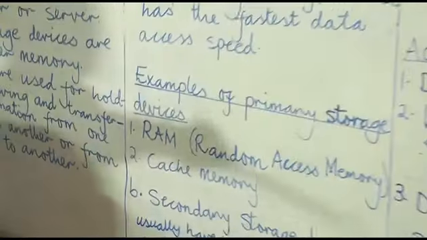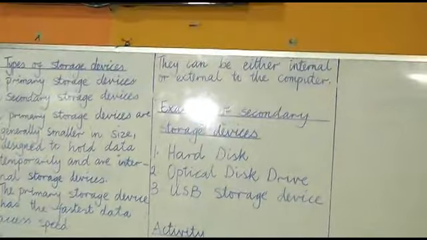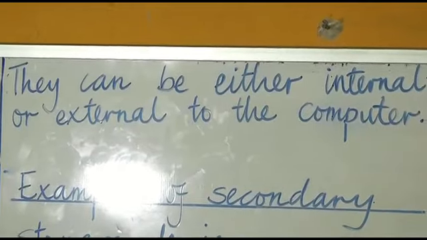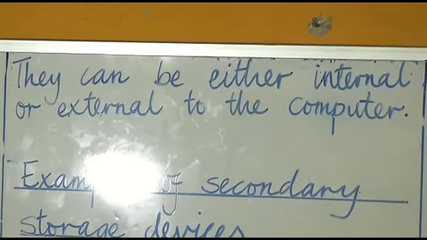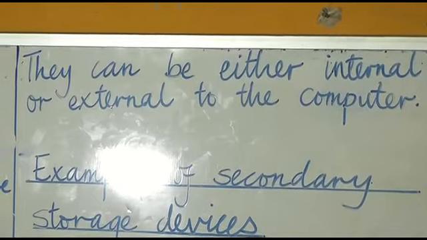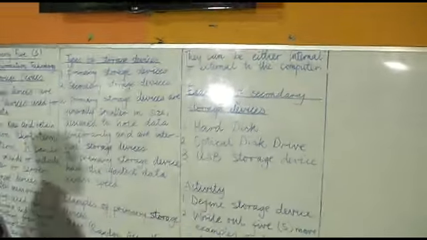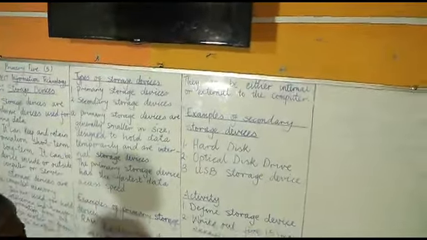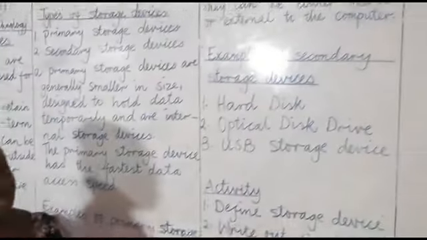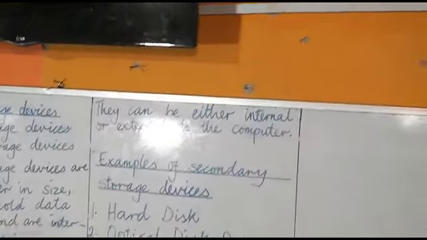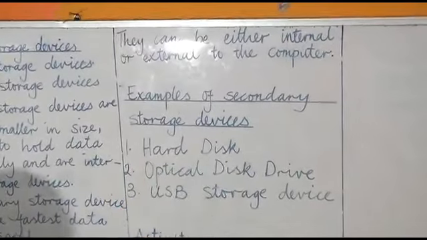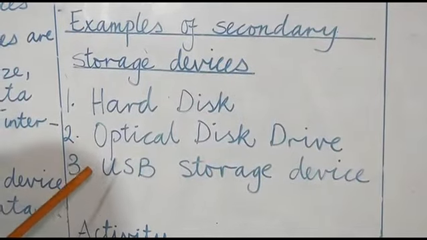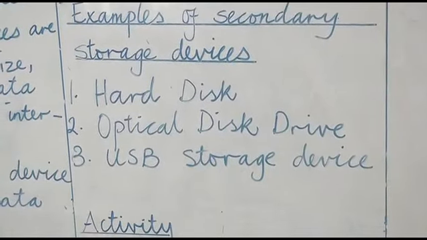They can be either internal or external to the computer. That is, for your hard disk, you have your internal hard disk, and you also have external hard disks. So with your secondary storage device, you have internal storage and external storage. Let's see examples of secondary storage devices. Examples of secondary storage devices. Number one, we have our hard disk. 2, optical disk drive. 3, USB storage device.